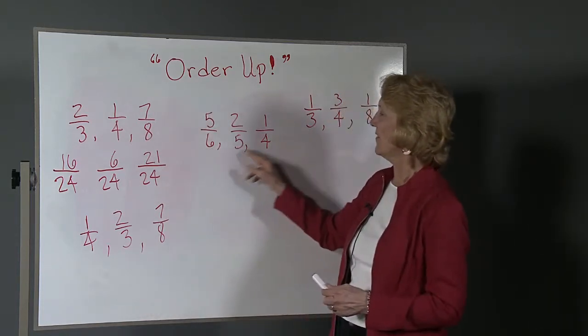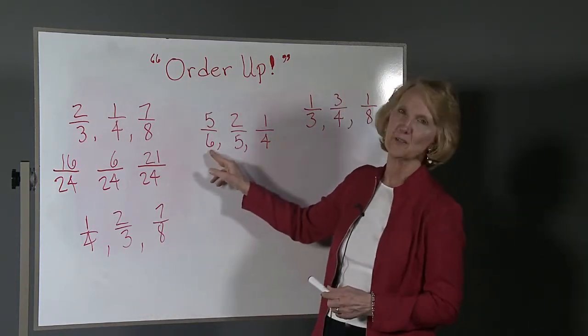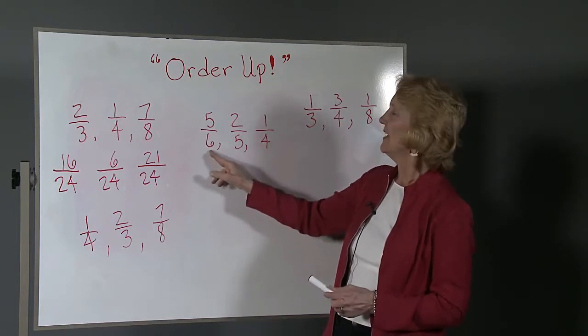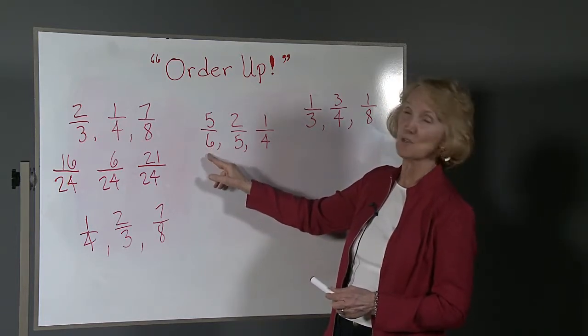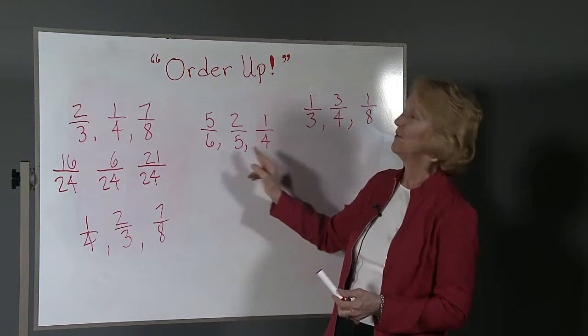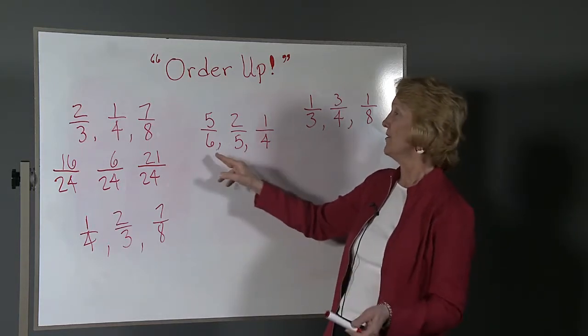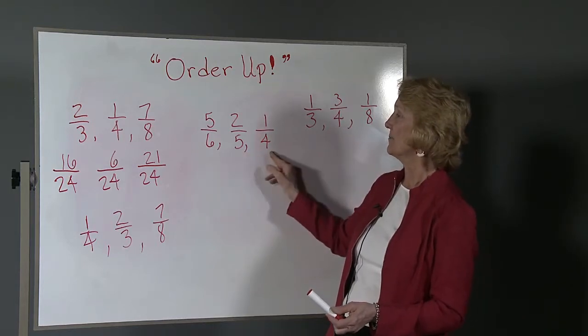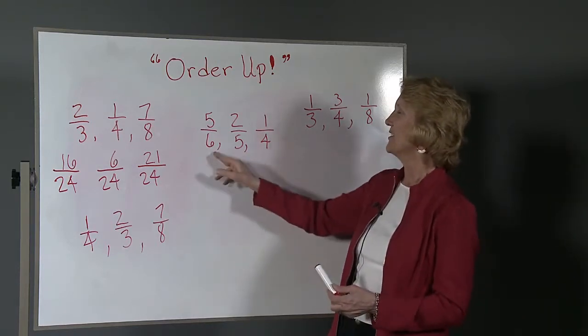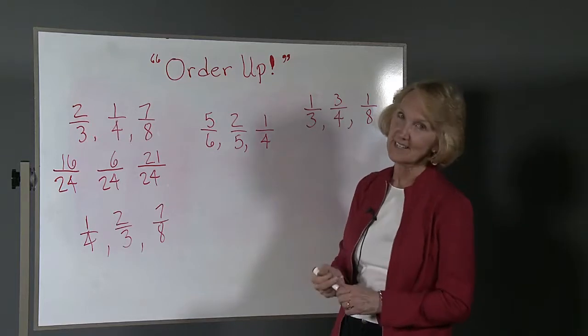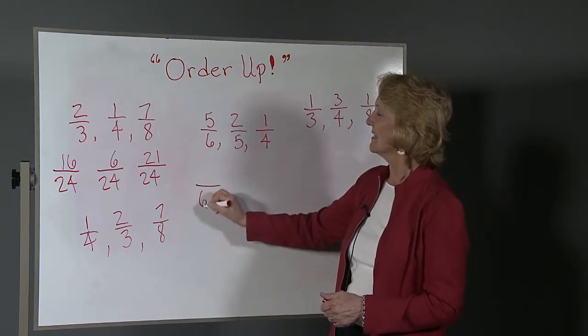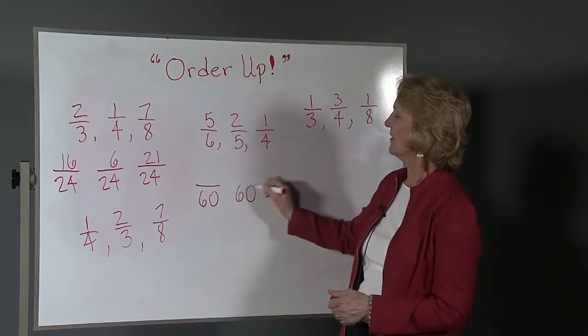We have 6, 5, and 4. Look at your biggest one. Can these divide in? No. The next multiple of this is 12. Can these both go in? No. So try 18. Can these both go in? No. Try 24. Can they both go in? No. So you keep trying until you get to 60. Okay, 60 is the common denominator for each one.